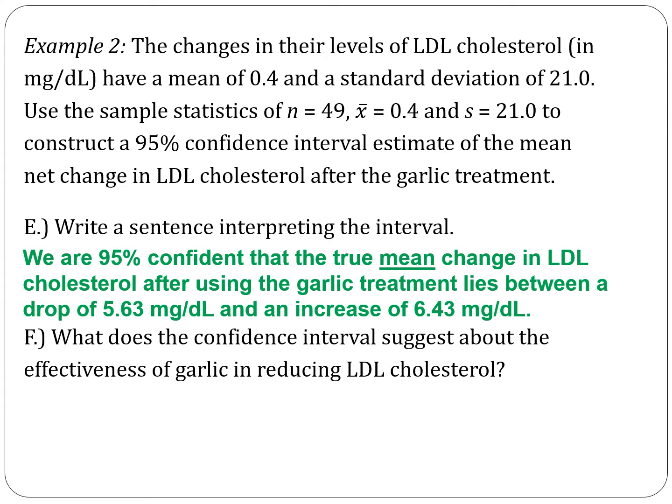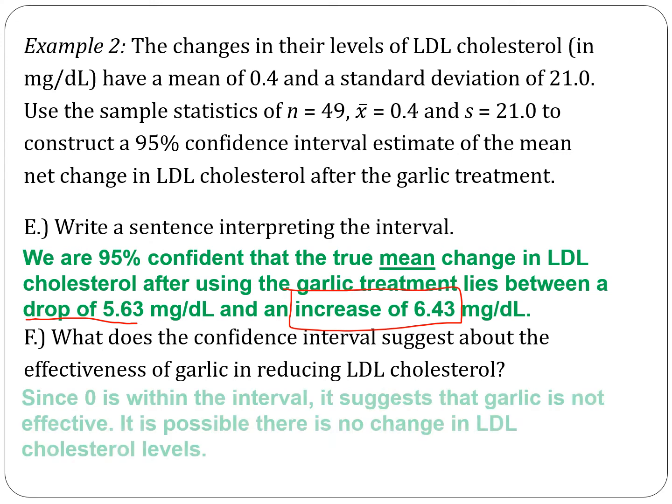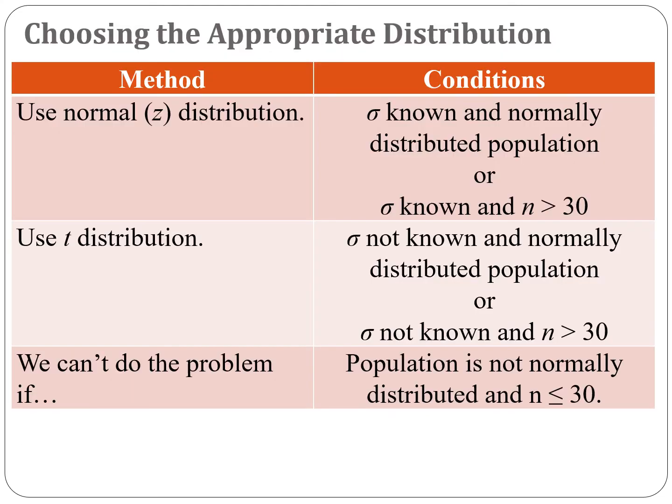What does this suggest about the effectiveness of garlic? Well, if you take garlic to lower your cholesterol level, it might drop it by 5.63 points, or it might increase it by 6.43 points. If the change was 0, it means that it didn't do anything. 0 is right in the middle of this interval. So it suggests that garlic is really not effective. It's possible there's no change at all. It's possible it helps. It's possible it hurts. We really can't tell.